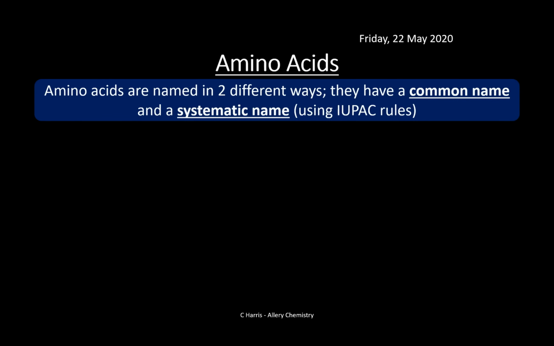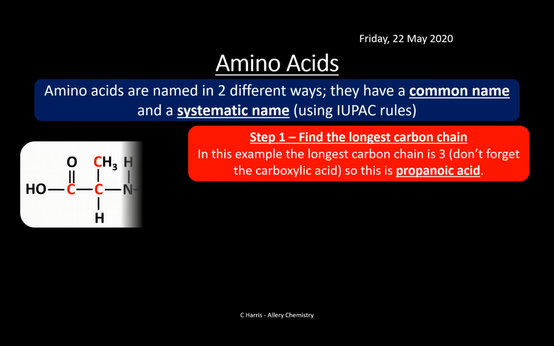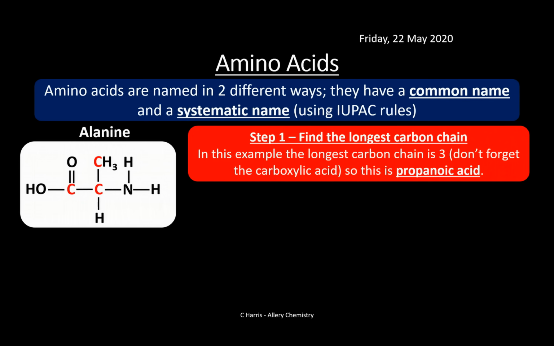So for example, you've seen the word there before, which is glycine. That's the common name, but the systematic name is actually different. So we're going to have a look at an amino acid here now, and we're going to look at how we name it. So the first thing we need to do, this is alanine, that's its common name. So the first thing we need to do is find the longest carbon chain. So in this example, you can see the longest carbon chain is all highlighted in red here. This is 3 carbons, so this is propanoic acid.